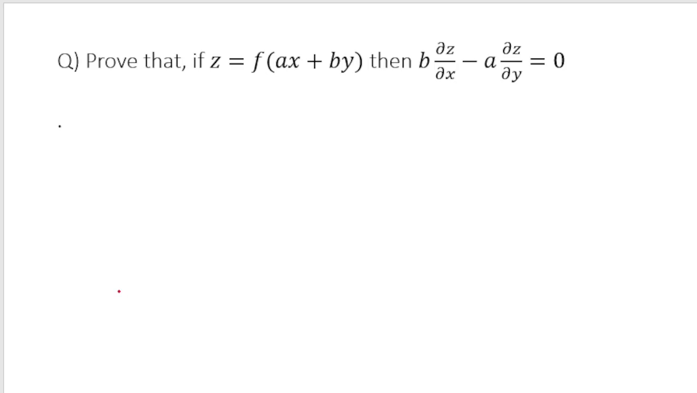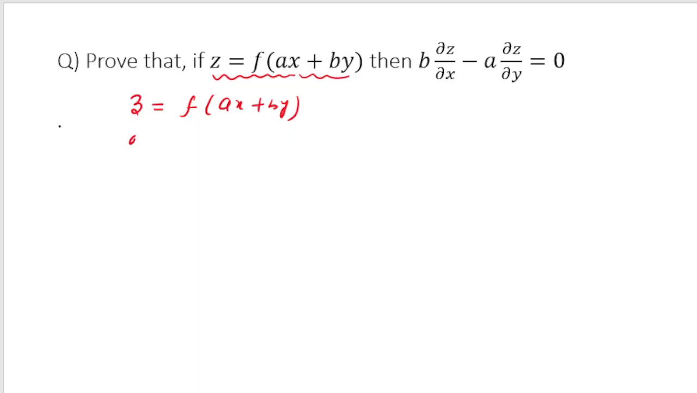Now let us look at two such problems where we have to do the proving. It is given that z is a function which is dependent on x and y, and we have to prove that b times del z by del x minus a times del z by del y is equal to 0. So it is given z is equal to a function f of ax plus by.